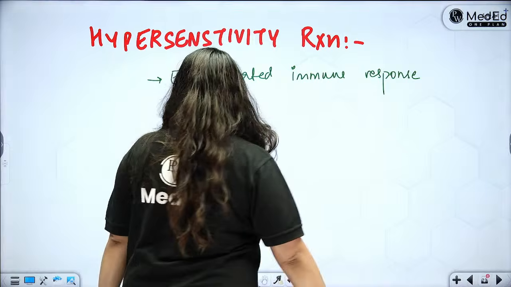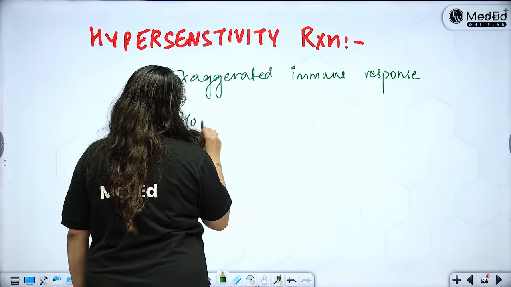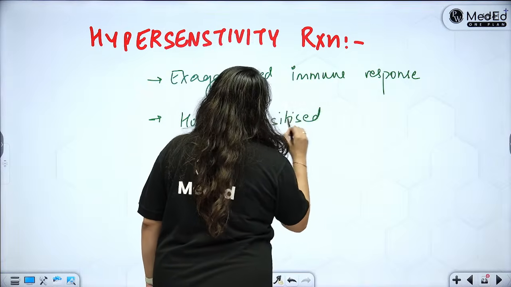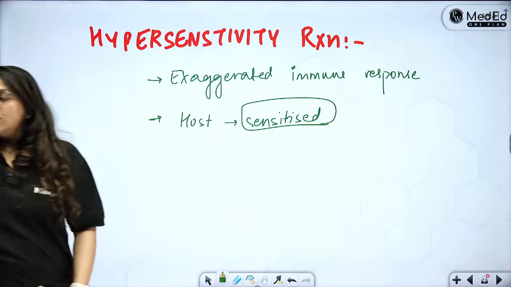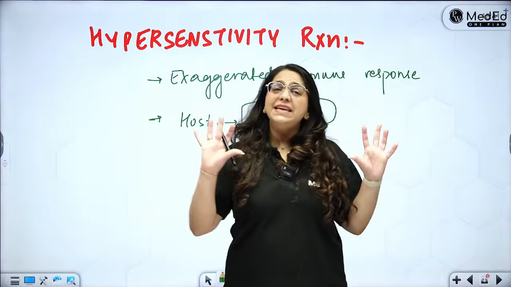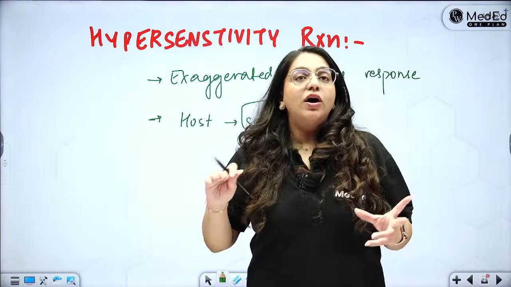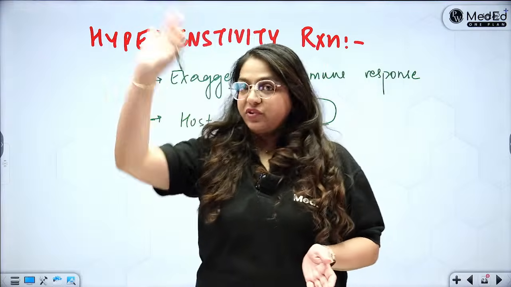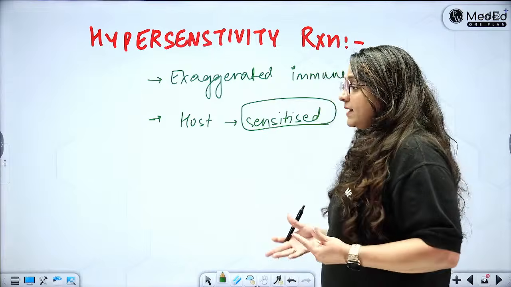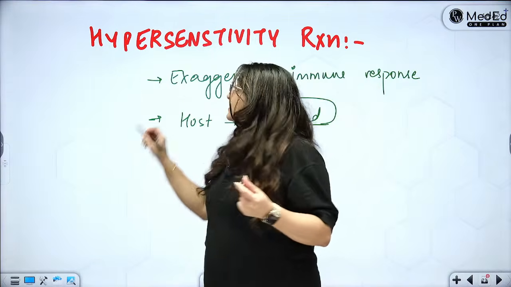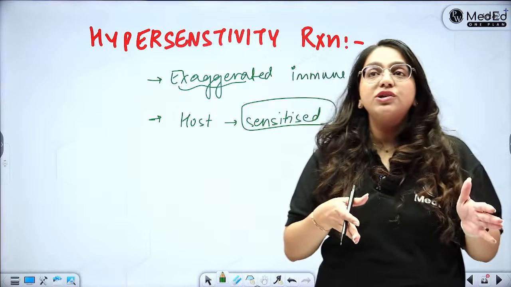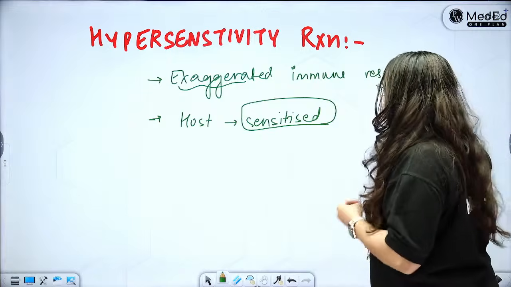Another important prerequisite is that the host must be sensitized. What is the meaning of sensitized? Meaning that the host has already seen that allergen or that pathogen before, right? Now there is a secondary attack, and in this secondary attack there is so much of an exaggerated immune response that it is no longer only damaging the pathogen, it is in fact damaging the host itself.